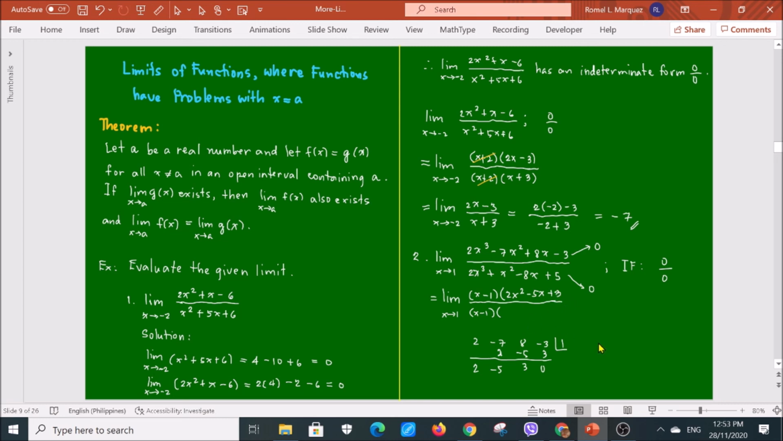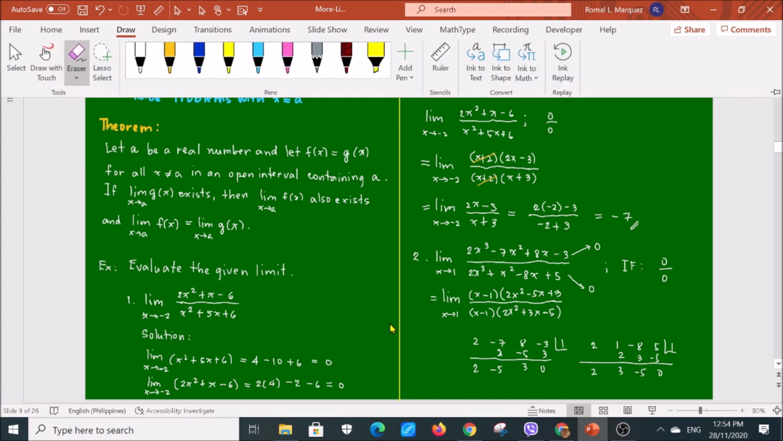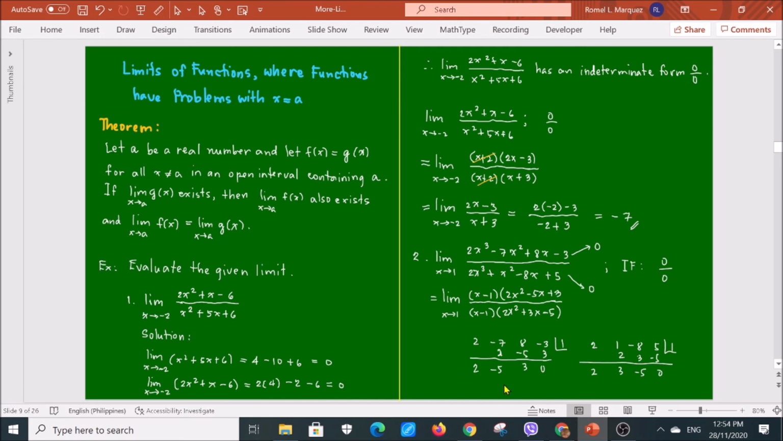What about the denominator? 2, 1, negative 8, 5, with 1 also. We bring down 2, then 2, 3, 3, negative 5, 5, 0. So we have 2x squared plus 3x minus 5. Okay? So that's it. I'm going to erase that now. I will be sending you the video recordings.